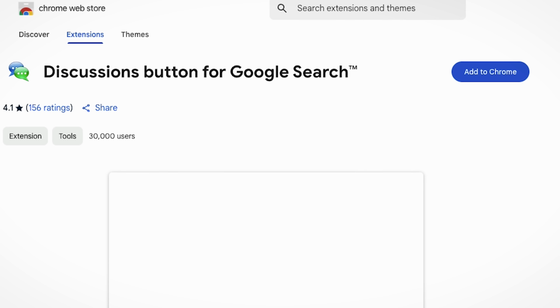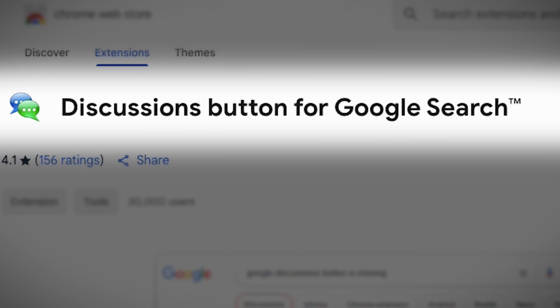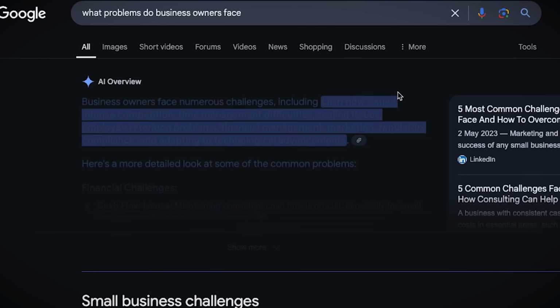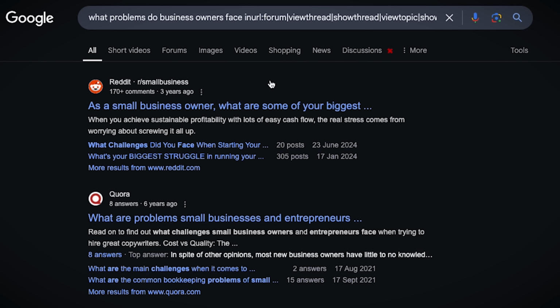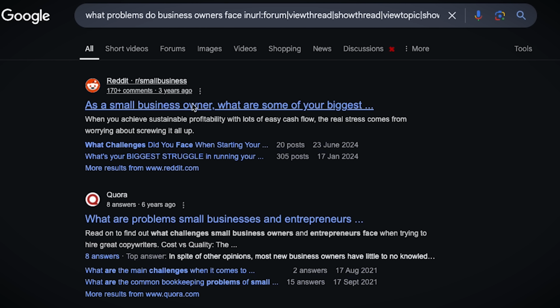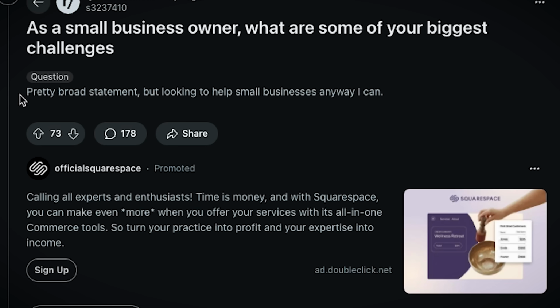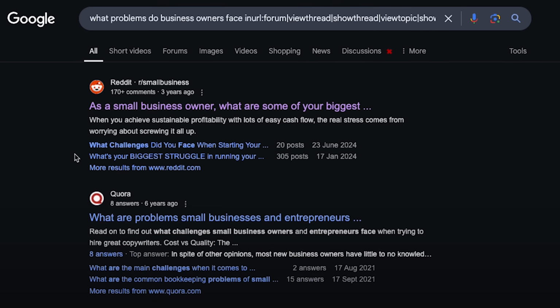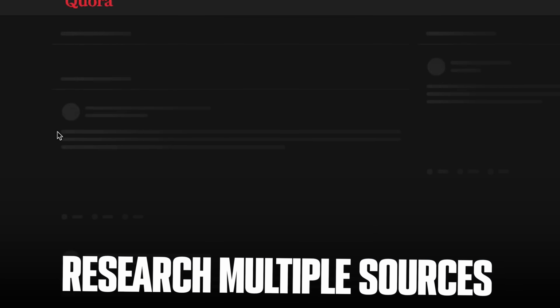Another amazing plugin to use is called Discussions. It's a Chrome extension for Google, allows you to go onto Google and it will only show you results that are forums and that are discussions. And then you can go into those forums and again, an absolute treasure chest of information. Don't just go to one place, go to multiple different sources in order to do your research.